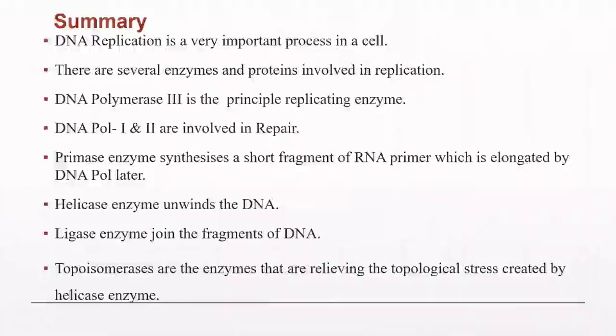In this class, we have seen that DNA replication is a very important process in a cell. There are several enzymes and proteins involved in DNA replication. DNA polymerase 3 is the principal replicating enzyme. DNA polymerase 1 and 2 are involved in repair. Primase synthesizes a short fragment of RNA. Helicase unwinds the DNA. Ligase joins the DNA fragments, and topoisomerase relieves the topological stress. So these are the things which we have seen in this class.